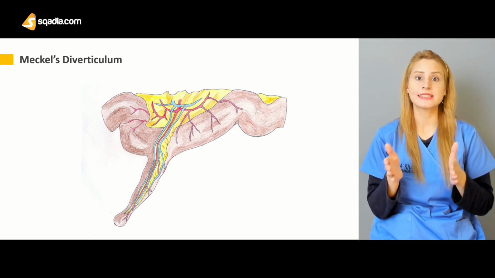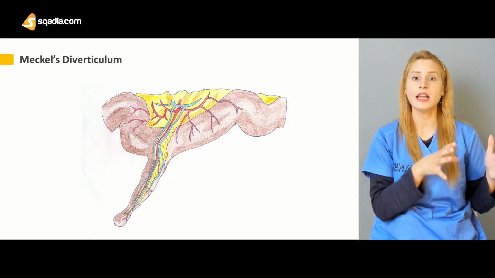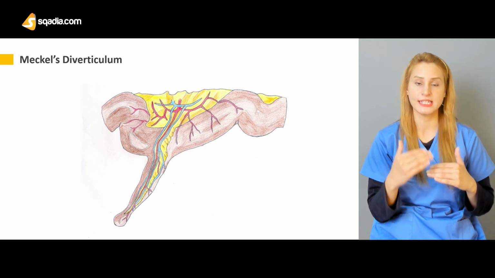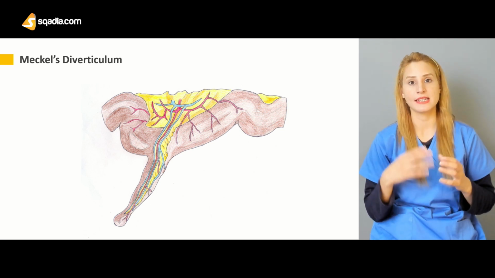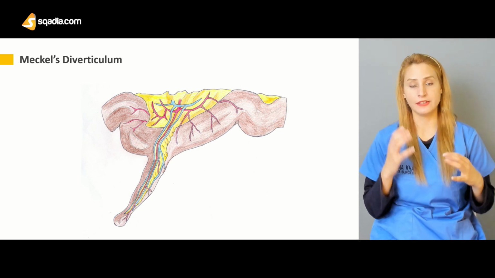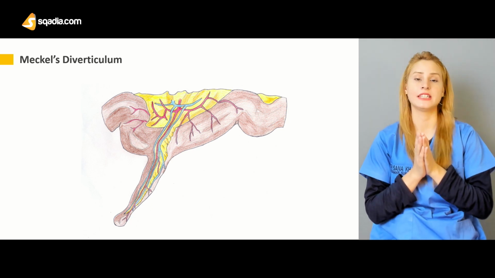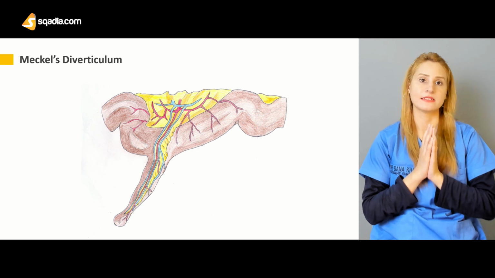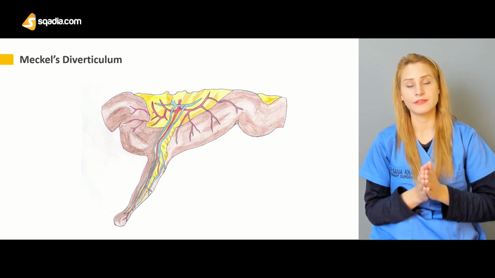We know that the yolk sac is connected to the lumen of the proximal midgut with a long narrow tube called the vitellointestinal duct. Usually in the 8th week of gestation, this vitellointestinal duct is obliterated. But if there is some problem in the obliteration and the duct persists, that remnant of the vitellointestinal duct is called Meckel's diverticulum. So remember that it's actually the remnant of the vitellointestinal duct.